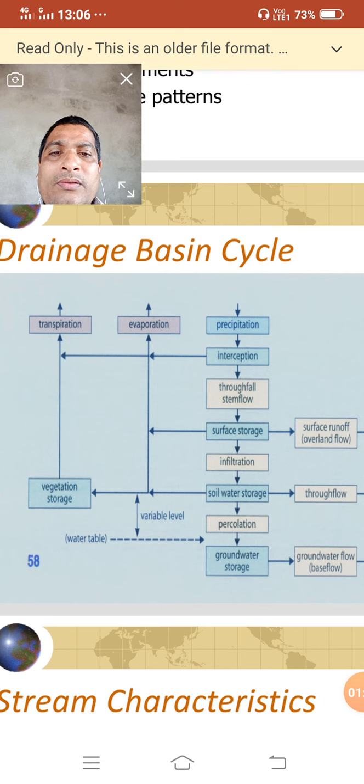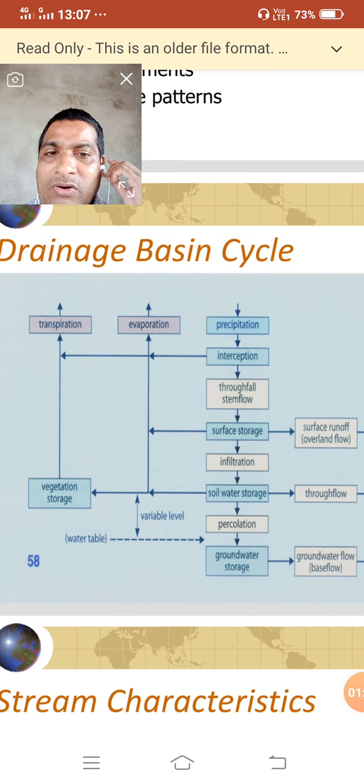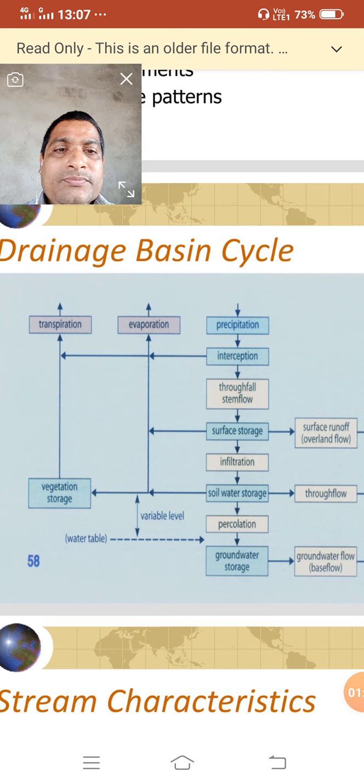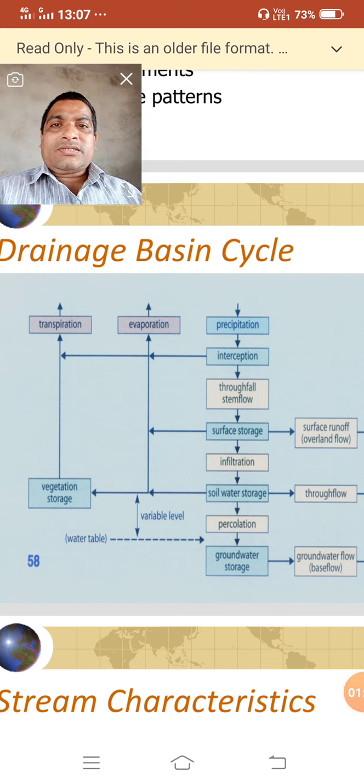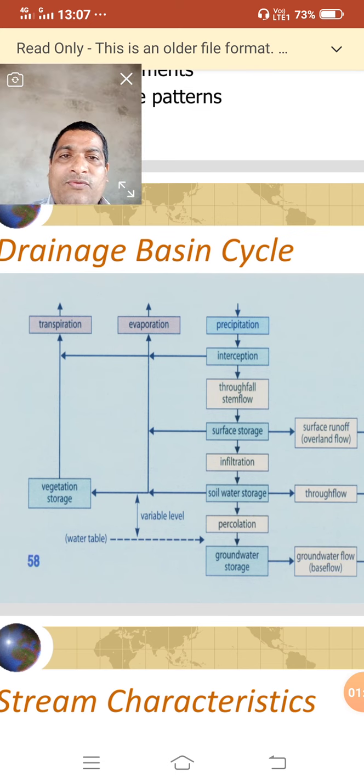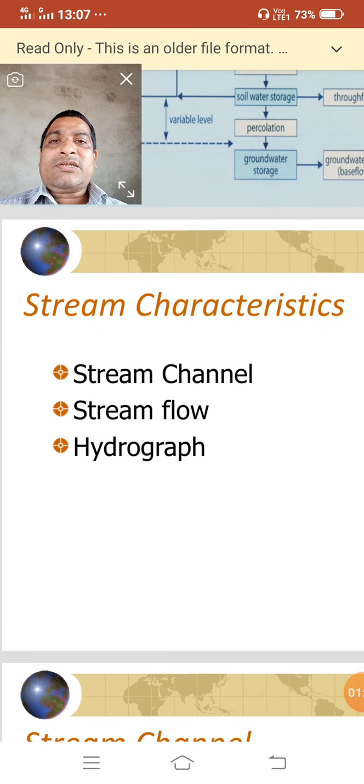Okay, the surface storage totally depends upon the surface runoff. Okay, and soil water storage is totally depending upon the through flow, and groundwater storage is depending upon the groundwater flow. Okay, what are the characteristics of the stream?